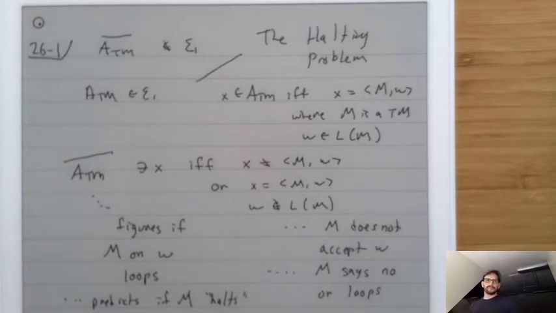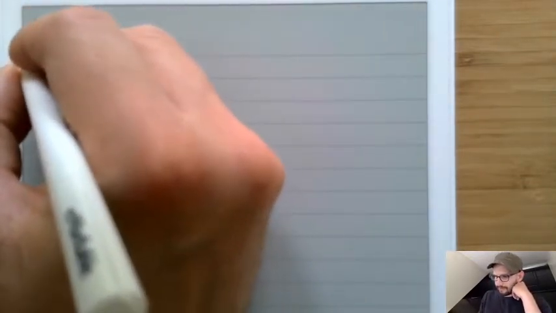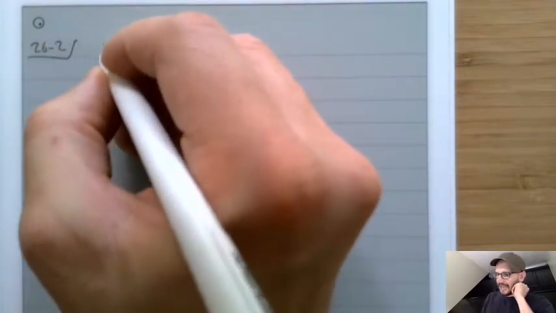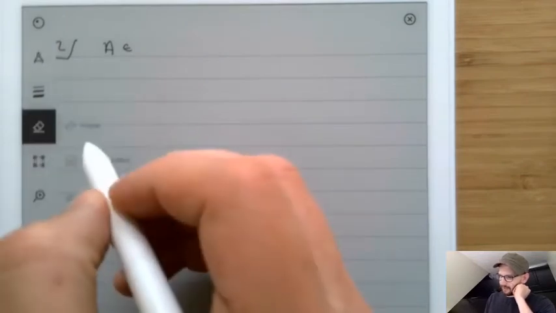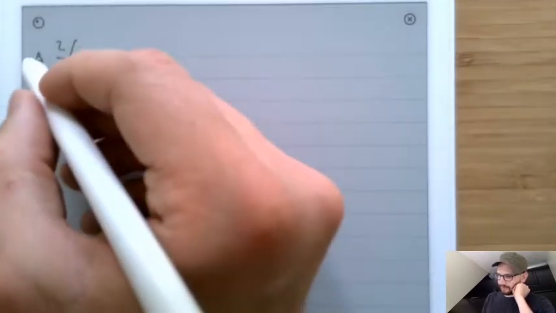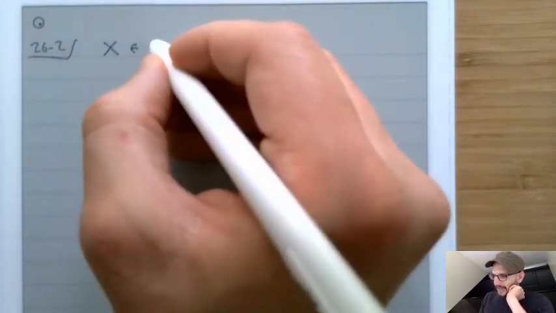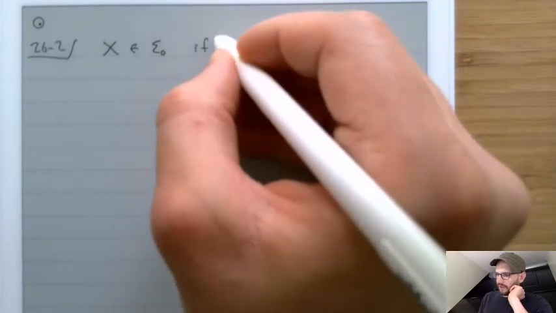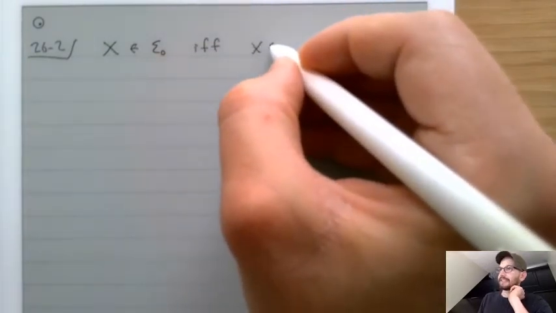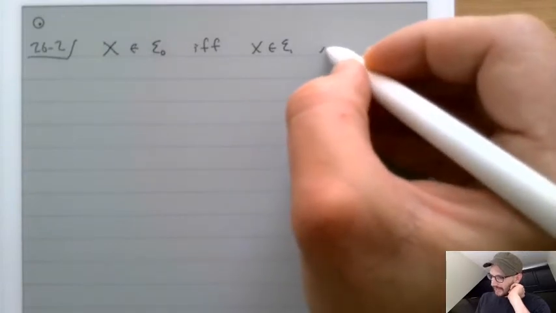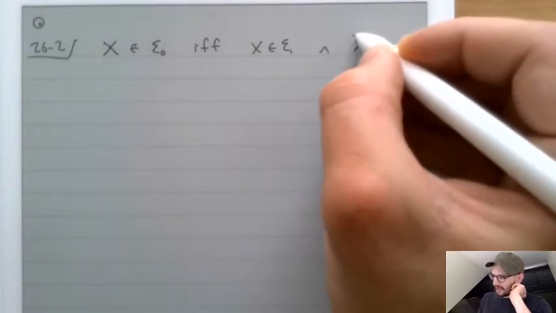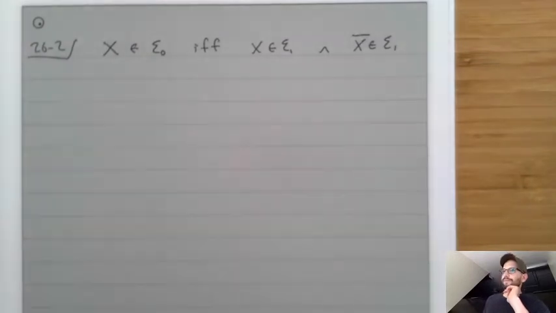And here's the way that we do it. The first thing is that we're going to prove a little helper theorem. Actually, let's not use A because we're talking about ATM. Let's use a different symbol. We'll say that some language X is inside of sigma 0 if and only if X is inside of sigma 1 and not X is inside of sigma 1. Okay, so let's do the proof of this.